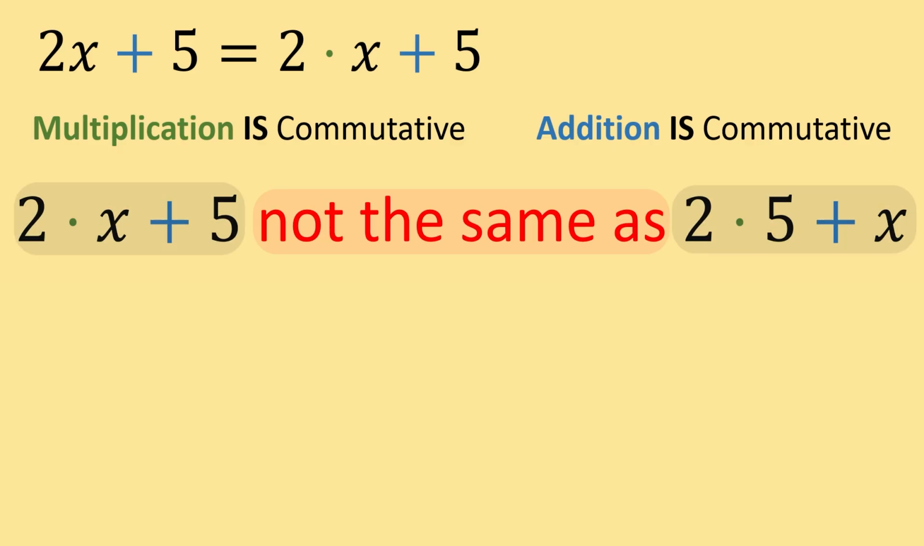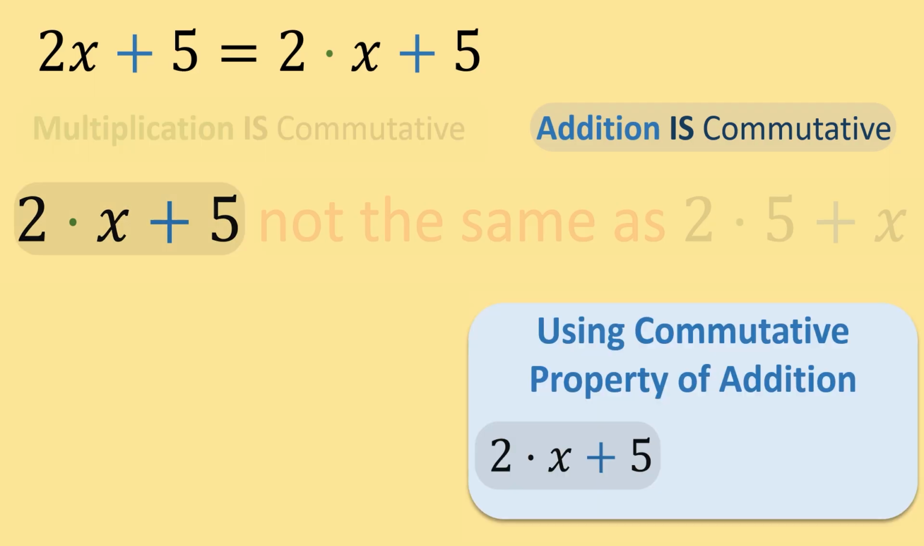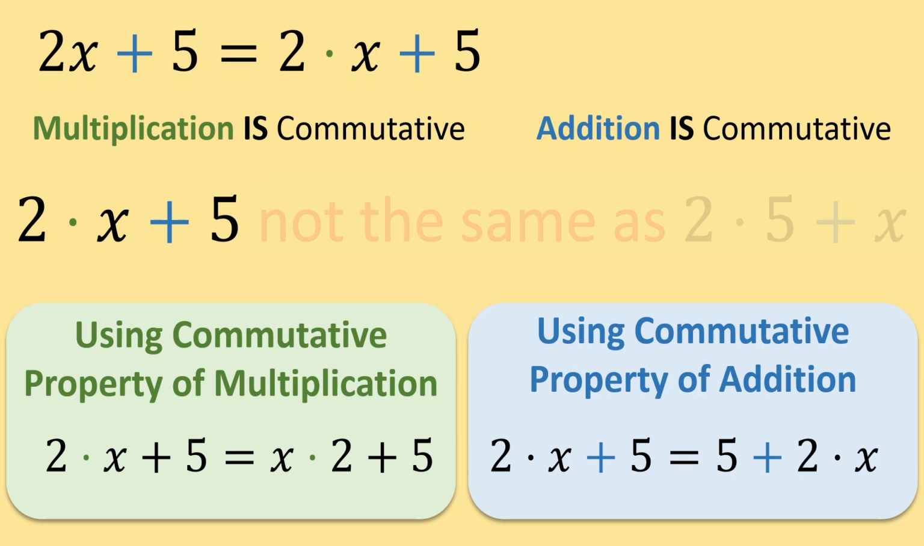To apply the commutative property to this algebraic expression, we could apply it using one operation at a time. So to use the commutative property of addition with this expression, we could say 2x plus 5 is equal to 5 plus 2x. We just swap the operands on each side of the addition. To use the commutative property of multiplication, we could say 2x plus 5 is equal to x times 2 plus 5, where we're just swapping the two operands on each side of the multiplication operation within the expression. Be careful using the commutative property when an expression involves multiple operations. The overall structure of your expression still matters.